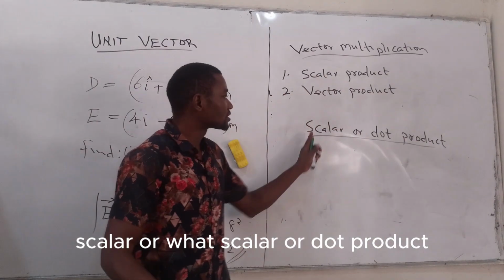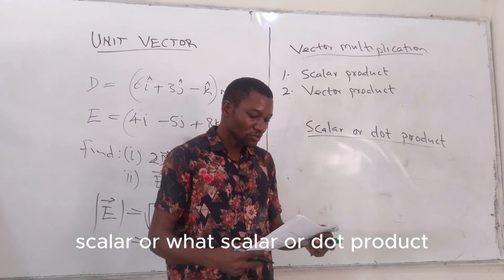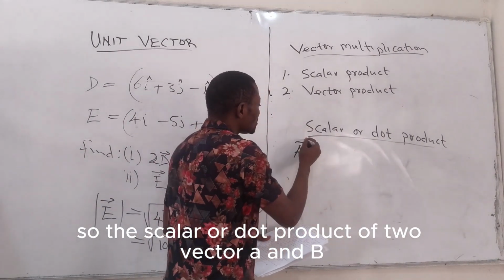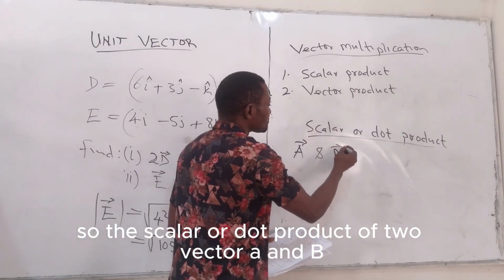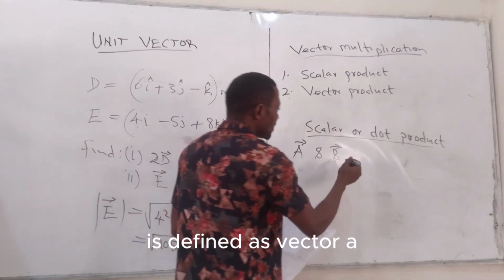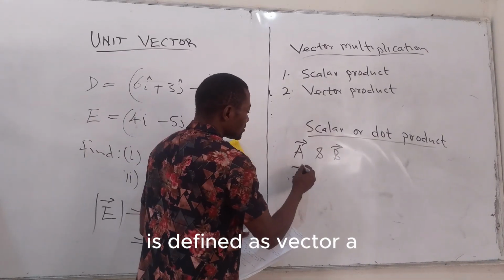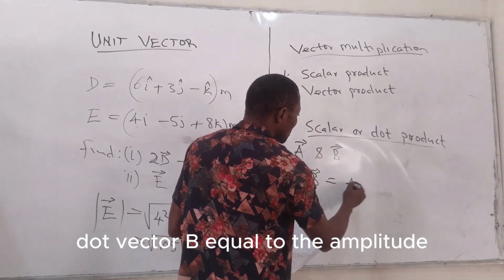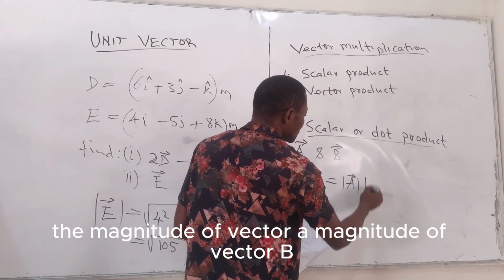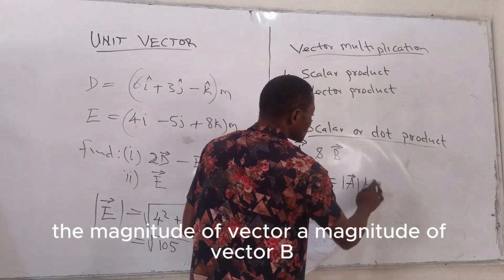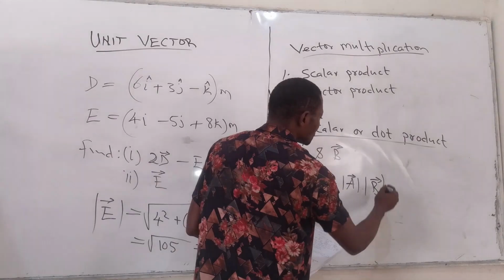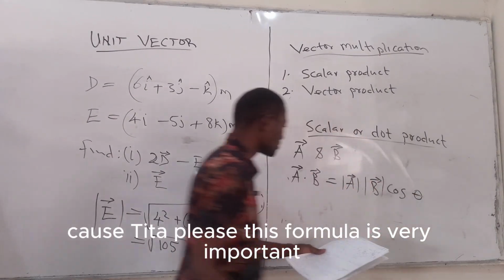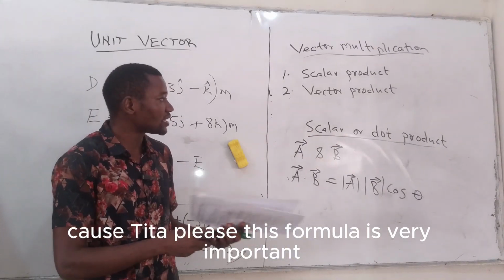Scalar or dot product. So the scalar or dot product of two vectors A and B is defined as vector A dot vector B equal to the magnitude of vector A, magnitude of vector B, cos theta. Please, this formula is very important.